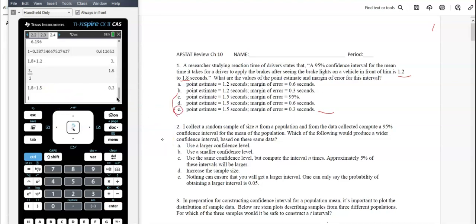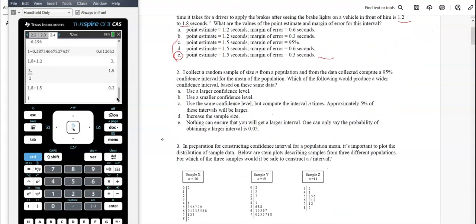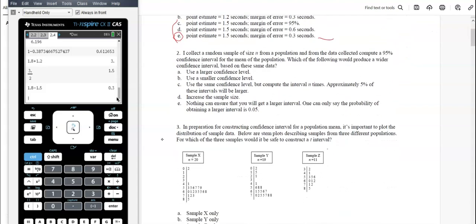So you just average them and then find the distance between the center, the point estimate, and one of the sides. Collect a random sample of n from a population, and from the data collected compute a 95% confidence interval. Which of the following would produce a wider confidence interval based on the same data?